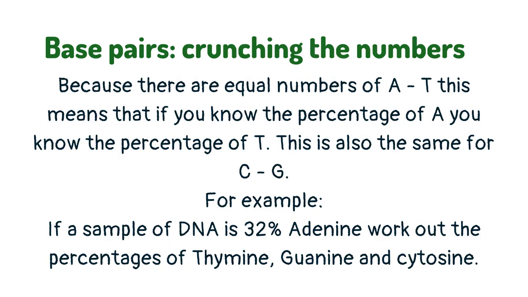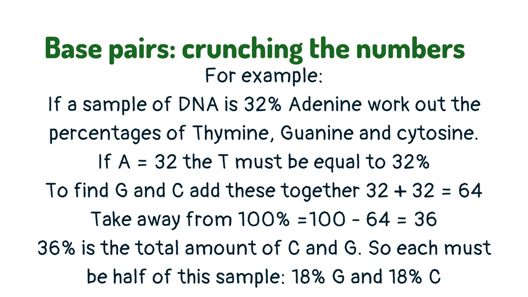Because there are equal numbers of A and T, this means that if you know the percentage of A, you know the percentage of T. This is also the same for C and G. For example, if a sample of DNA is 32% adenine, work out the percentages of thymine, guanine and cytosine.